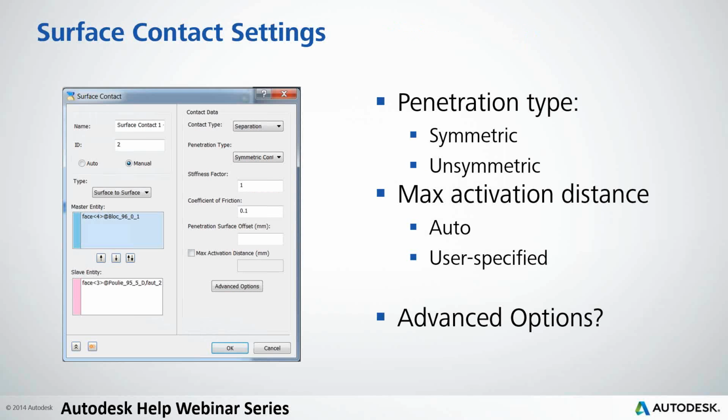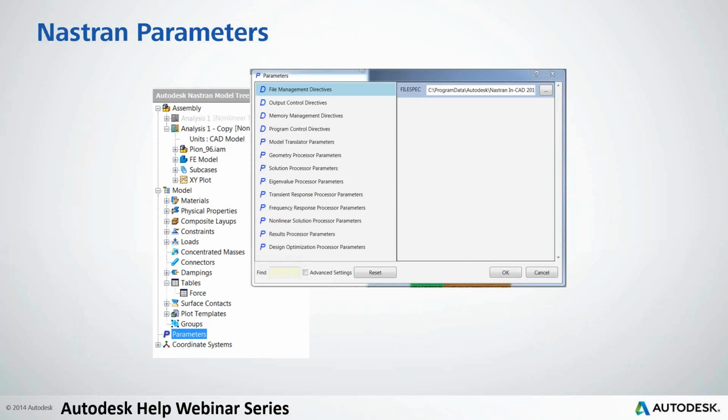And then advanced options. Generally, you're probably not going to need to go into advanced options. There's things there relating to stiction and things like that. So it's not something you're really going to need starting out. Next up, we've got the Nastran parameters.